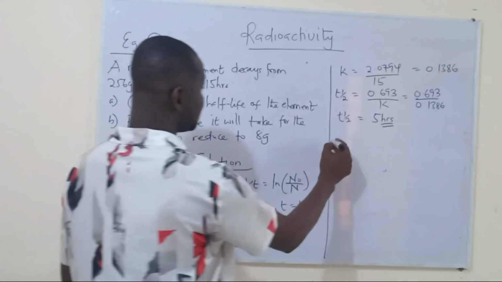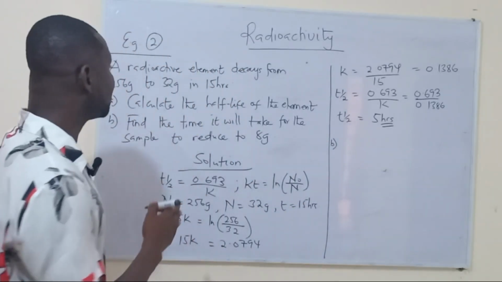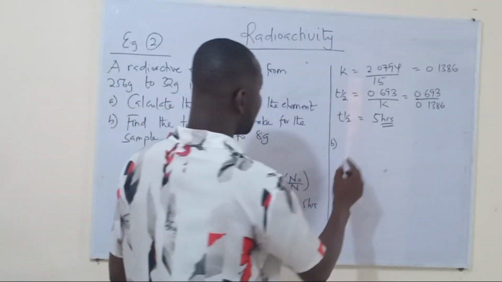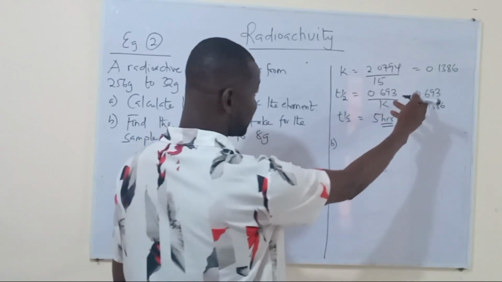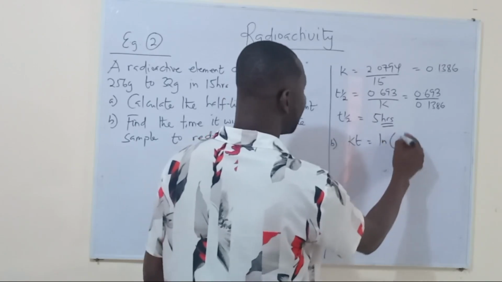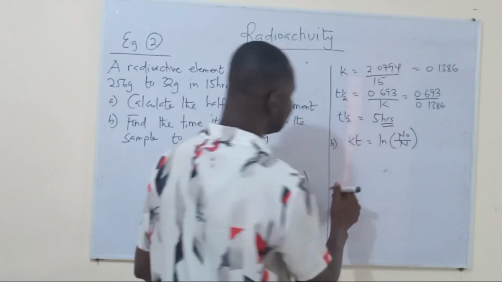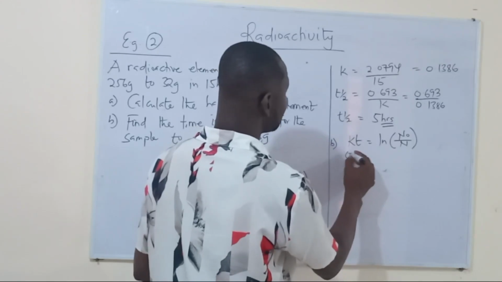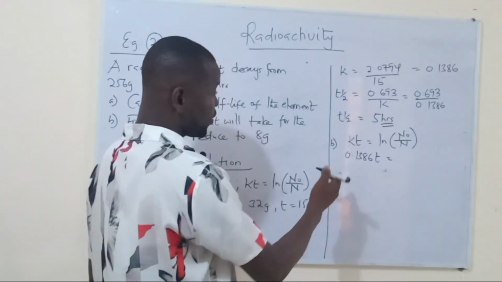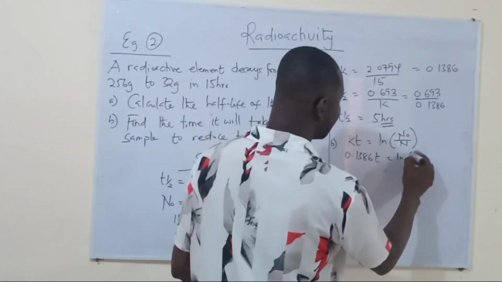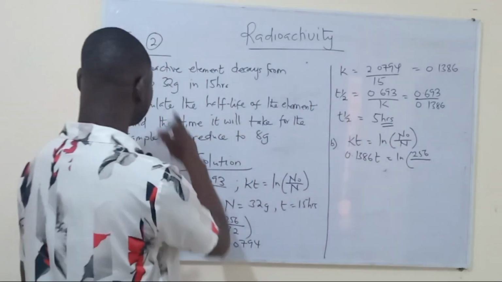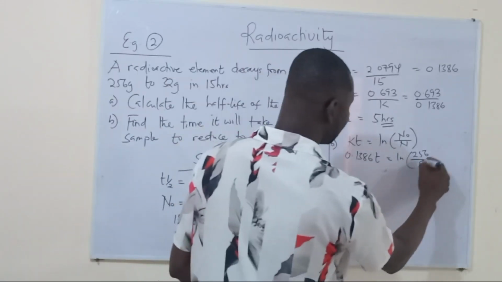Now let's go to the next question. It said find the time it would take for the sample to reduce to 8 gram. So we are finding time. I don't know T, but I know K now. Using this formula, KT is equal to ln(N0/N). I have 0.1386 times T, which gives 0.1386T, equal to ln of 256. This time my final amount is not the 32, but it's 8 gram.